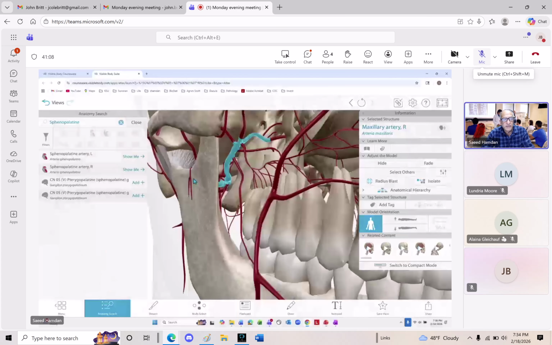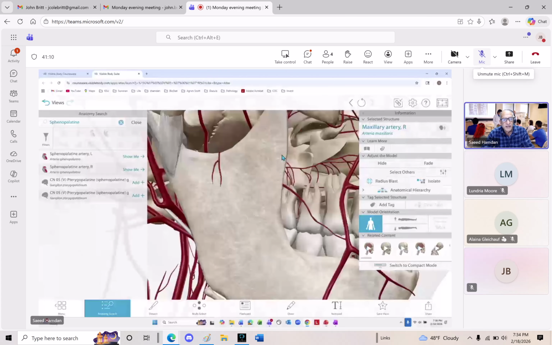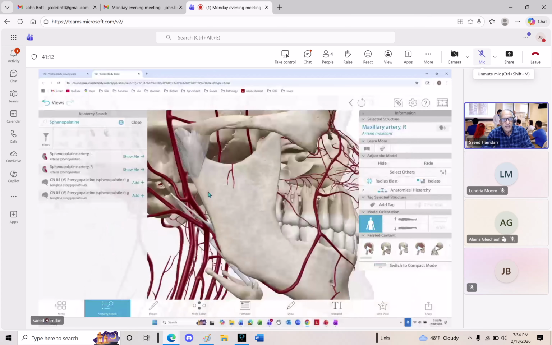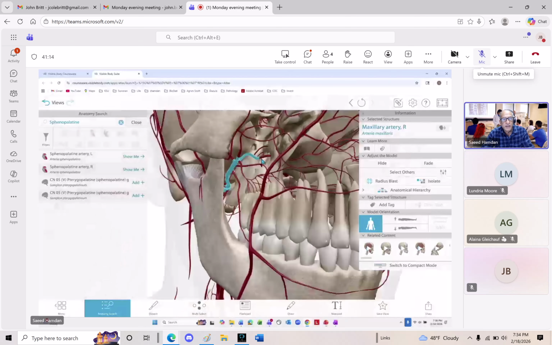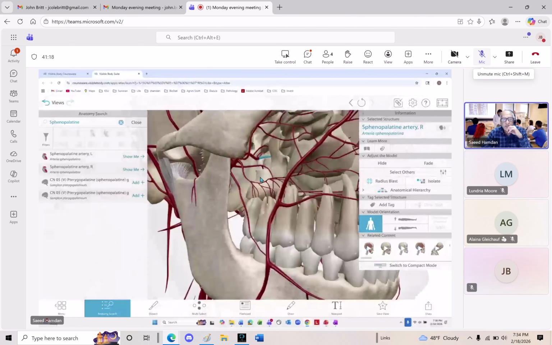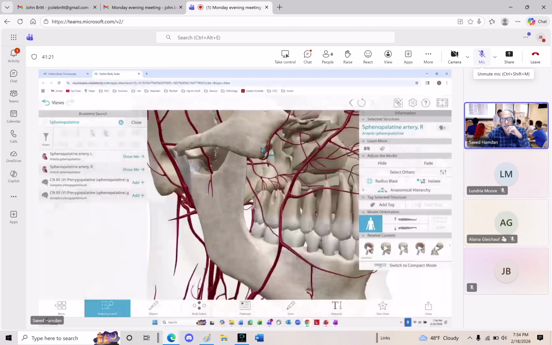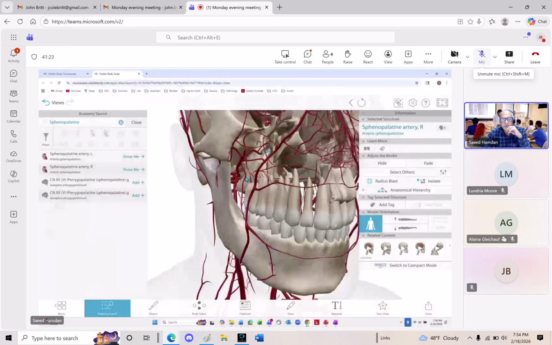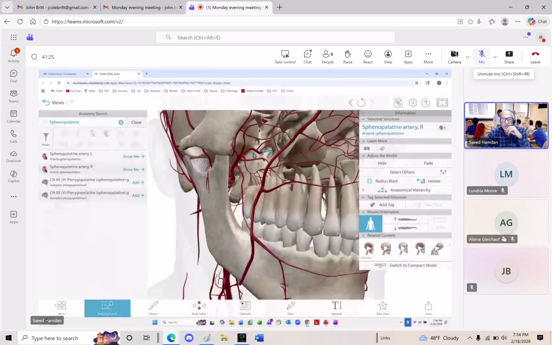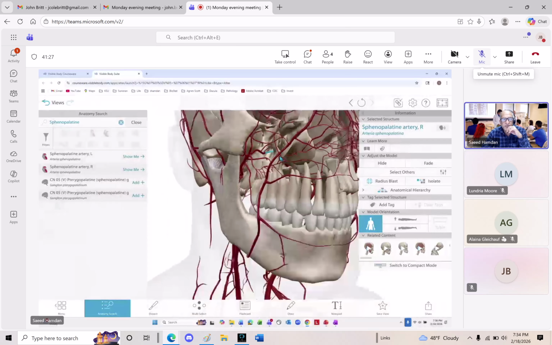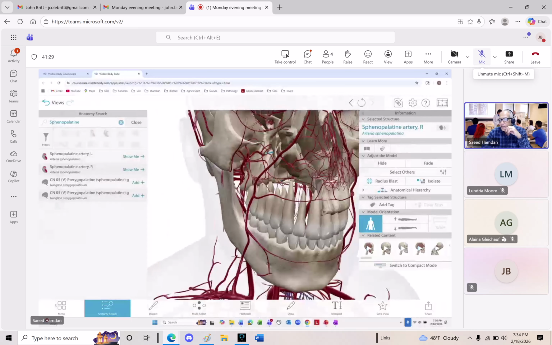So this is the maxillary that we just talked about. That's a maxillary right there. But to get to the sphenopalatine, you have to go all the way deep in here. So it's invisible in the Anatomage table unless you remove the maxilla. I just removed the entire maxilla to be able to see it. Those arteries are all going to be very deep, but they have them in the list.